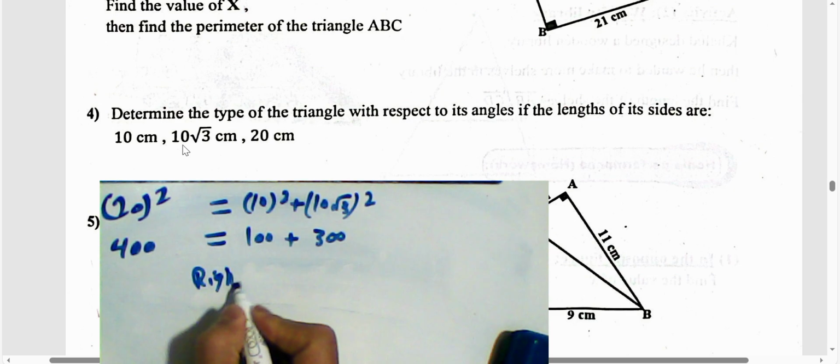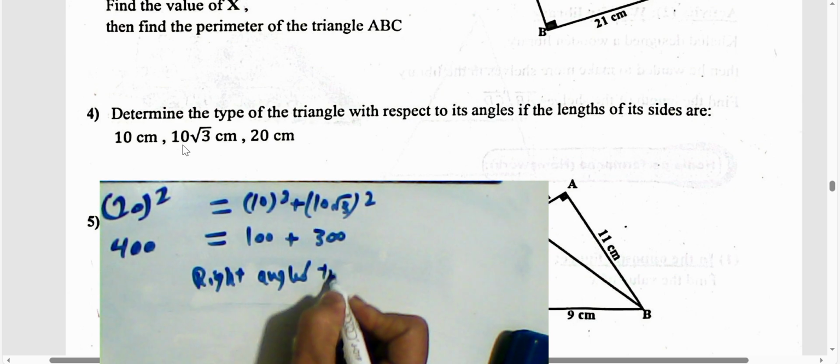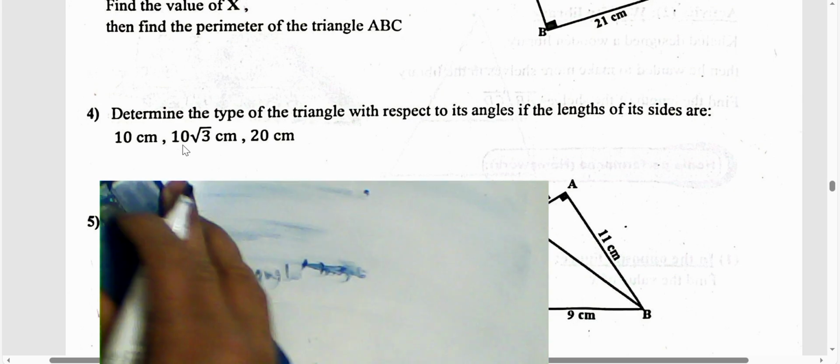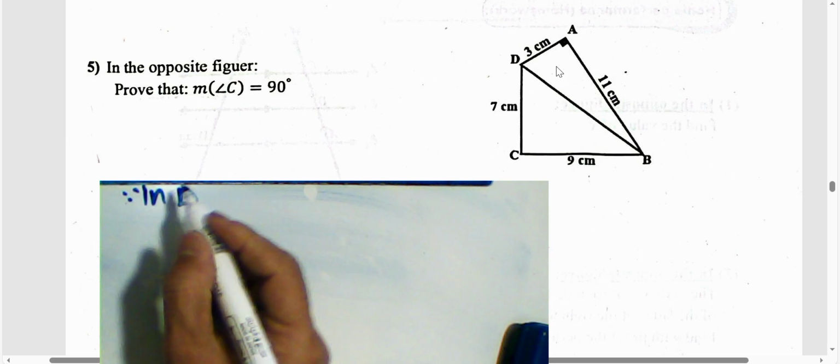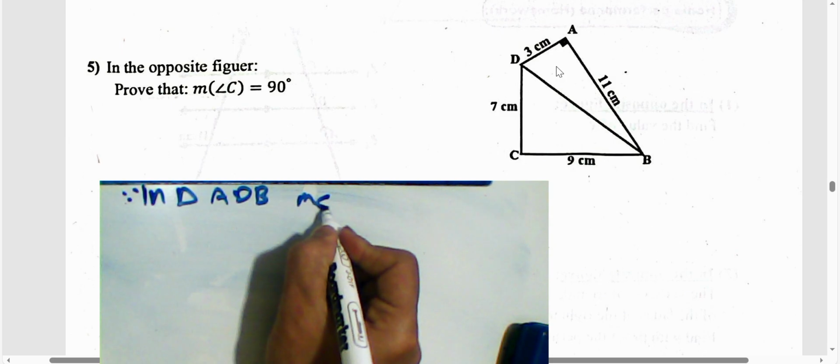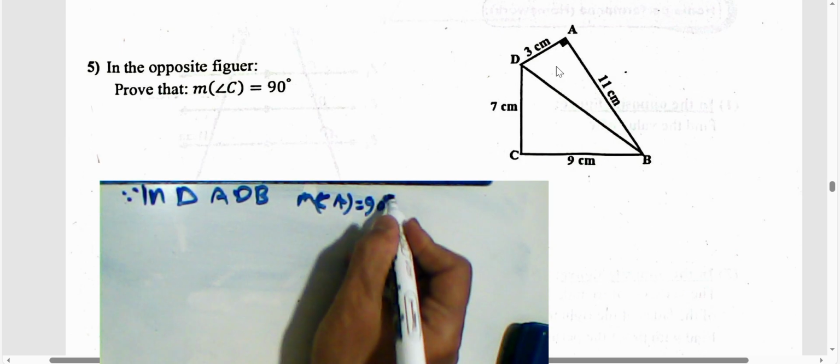We have a right angle triangle. Okay, next question. The opposite figure proves that the measure of angle C equals 90 degrees. First step, we can work on triangle ADB here. You can find the length of DB first, just from the Pythagorean theorem on triangle DAB, which is a right angle triangle at angle A. In triangle ADB, the measure of angle A is equivalent to 90 degrees.